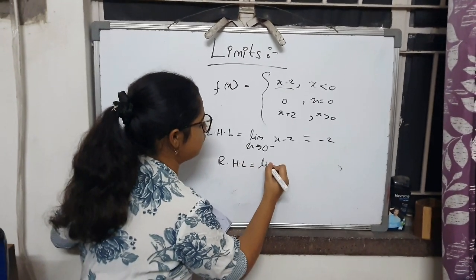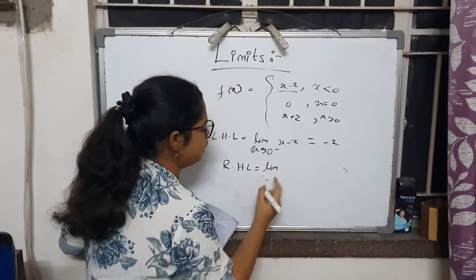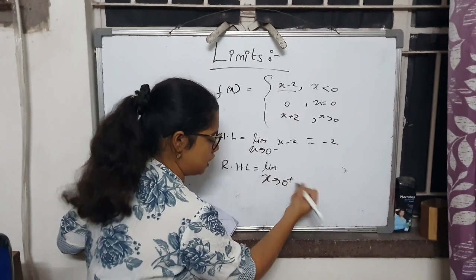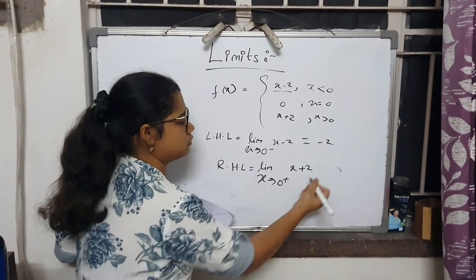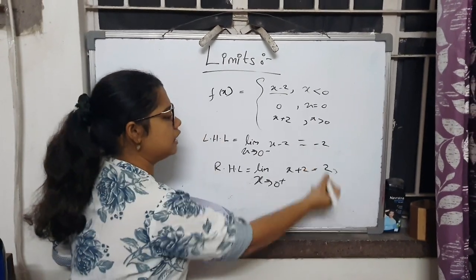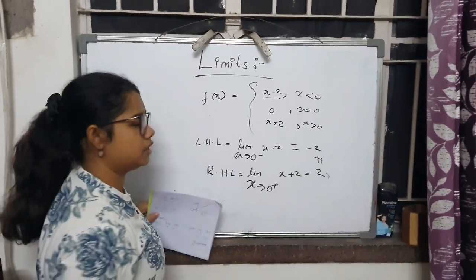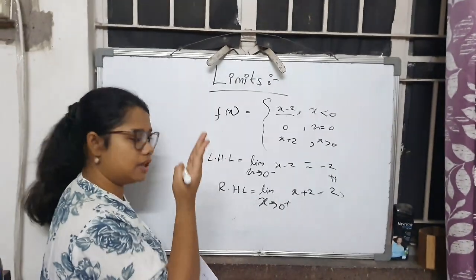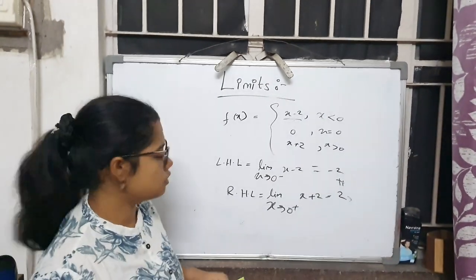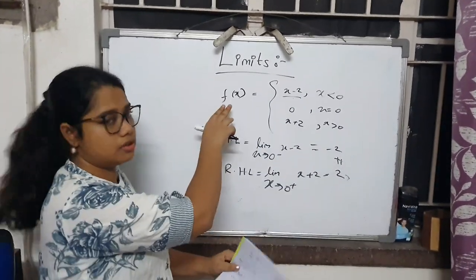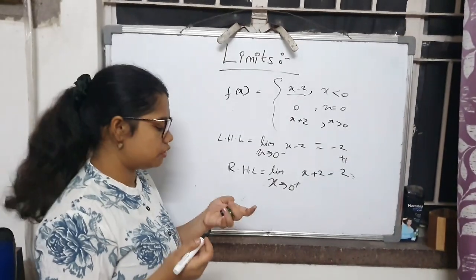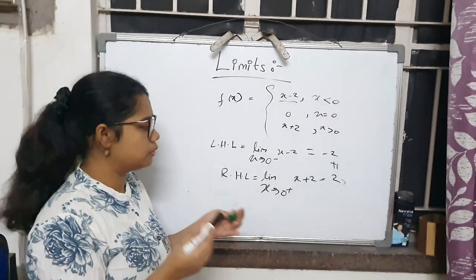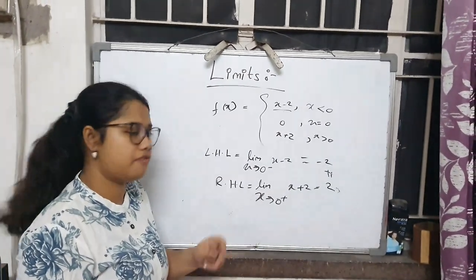We are going to have limit x tends to 0 plus of x plus 2. Wherever there is x, put 0. So we get 2. Clearly we can see this is not equal. So the left hand limit and the right hand limit are not equal. So the limit of this particular function f of x does not exist at the point 0. So this is a simple way where we can compute the limit at a point for a function.